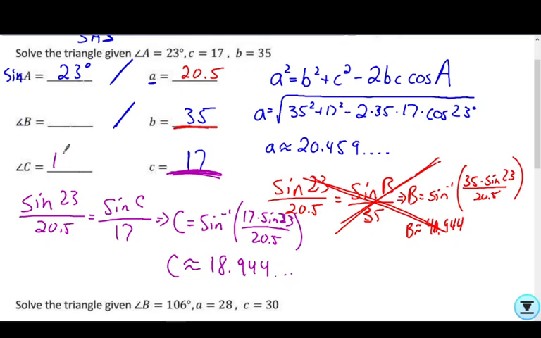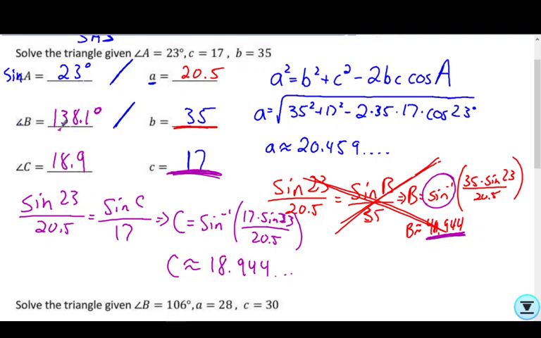So this is 18.9. And now we can subtract, and you find that angle B is 138.1 degrees. And this makes more sense, because we had gotten 41.944, and that is in the first quadrant. Remember, arcsine will only give you back values from the first and the fourth quadrant. So it'll give me the angle measure from the first quadrant, but not the one from the second quadrant that we need.